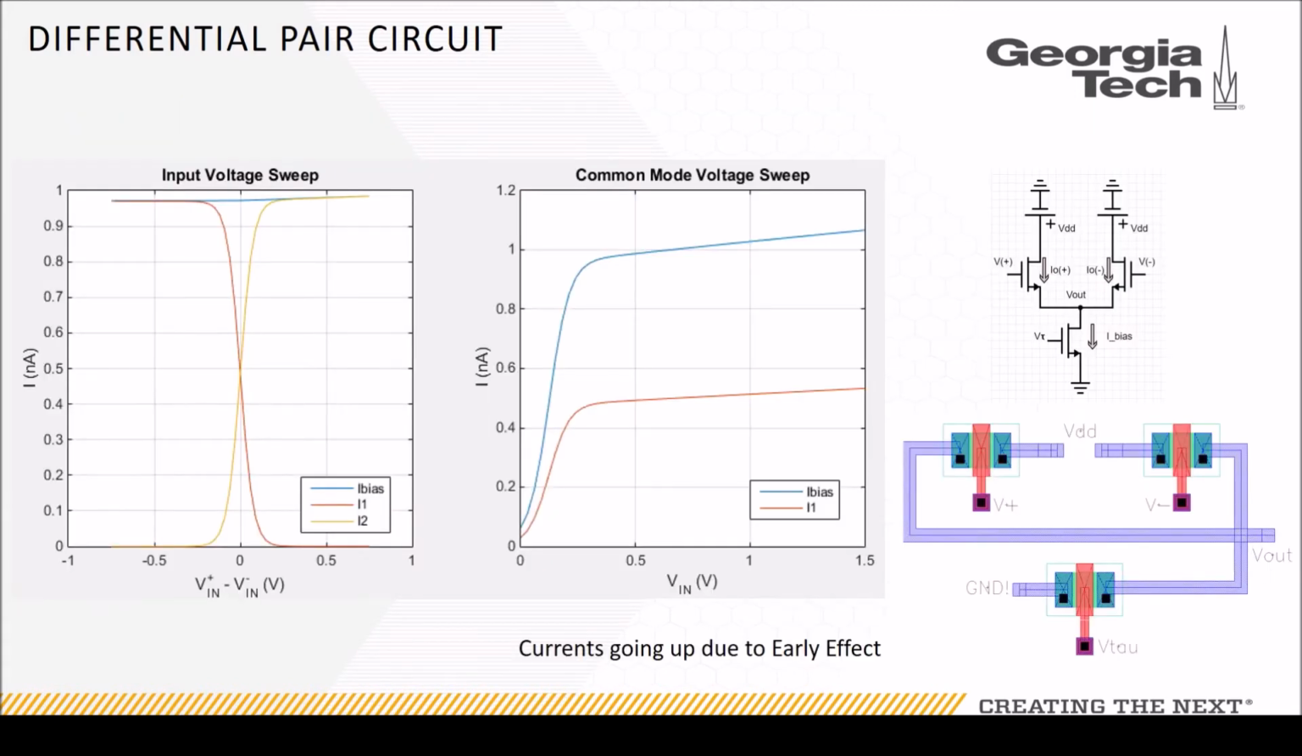So in the simulation, you can see in our input sweep, we get a symmetrical response, which we expect, which is slightly skewed due to the Early effect. And then when we do a common mode voltage sweep, you can see I1 is about half of I bias, which is what we expect since the sum of I1 and I2 has to be I bias. And you can see our layout and schematic to the right.